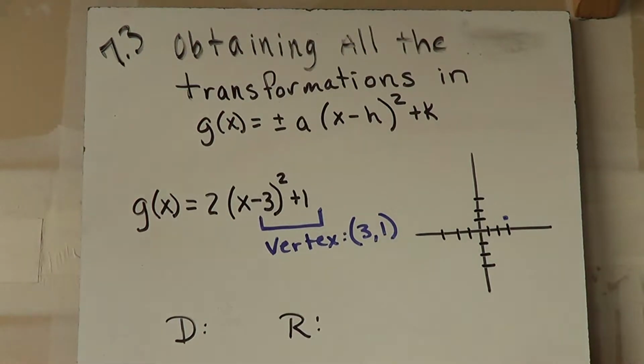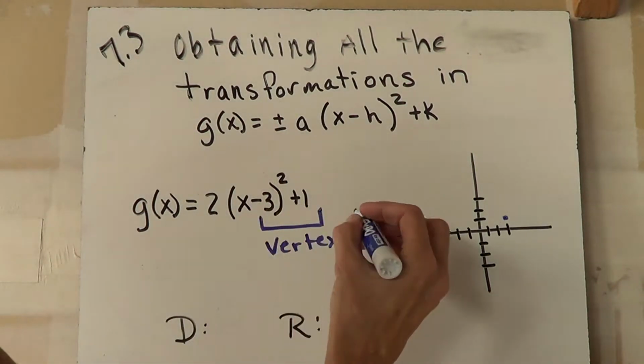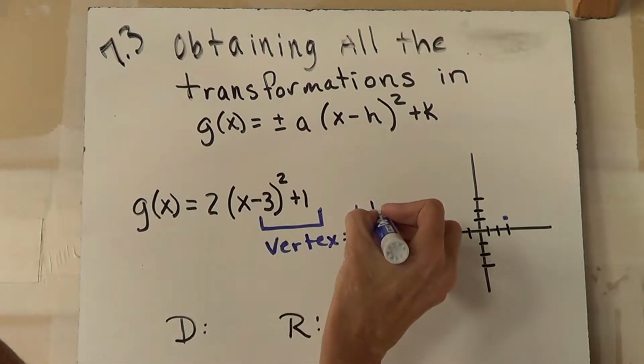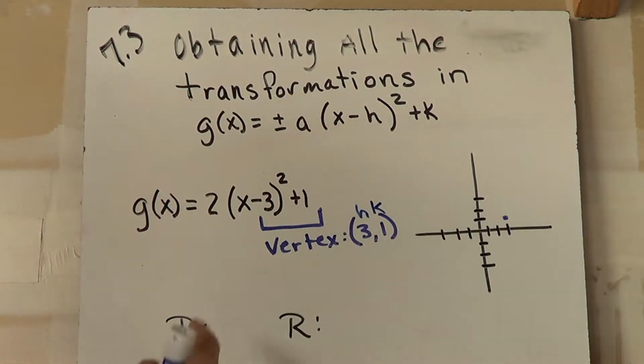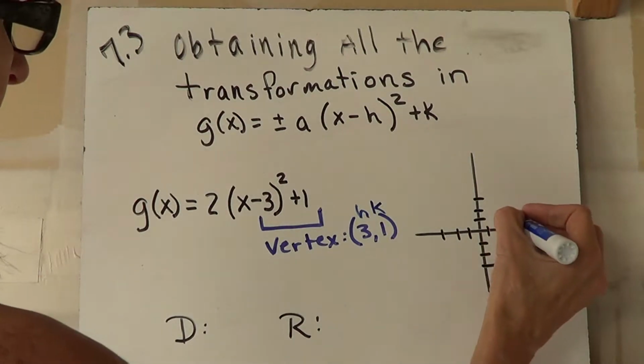Okay, welcome to 7.3, obtaining all the transformations in g of x equals plus or minus a, x minus h squared plus k. First thing we look at is the h and the k. They form your vertex. So that's the first thing I look at when I'm given a problem. I can figure out this graph because there's my h, k. Go ahead and move it over here.